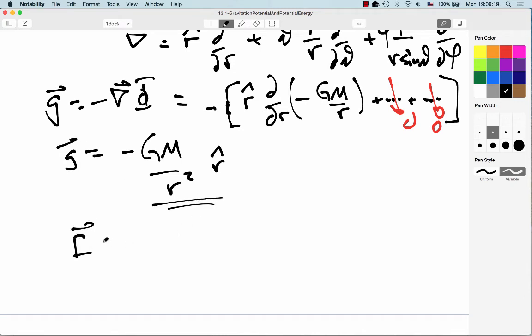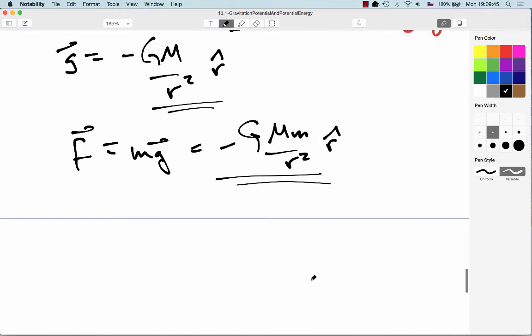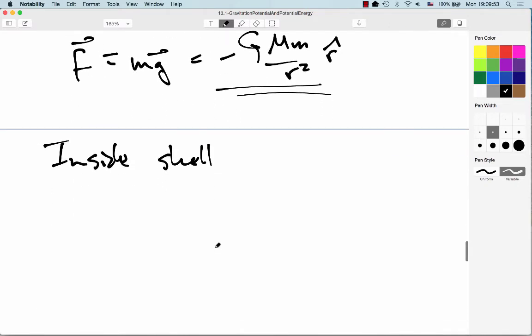And the force is equal, remember, to mg, so it's minus GMm over r squared, r hat, just as before, but instead of it taking me 20 minutes and doing an enormous tour de force with the law of cosines, and doing some ugly integrals, it winds up being a lot cleaner. And so that was for outside the shell. If we want to do inside the shell, that's just like before too.